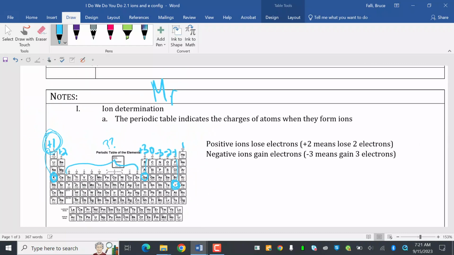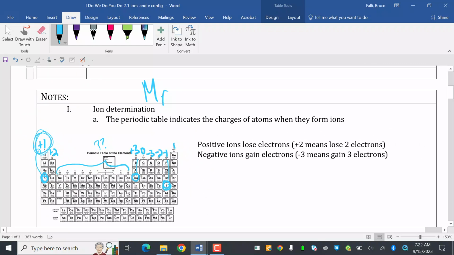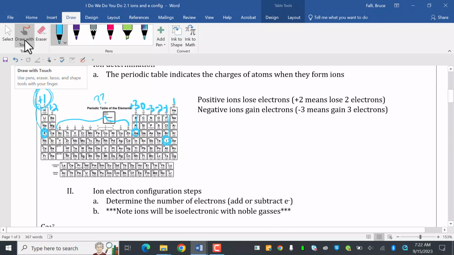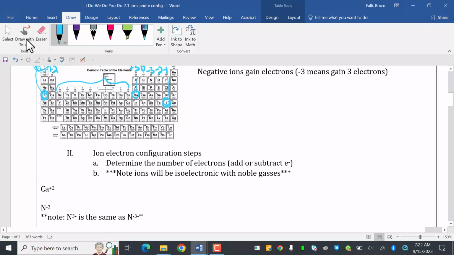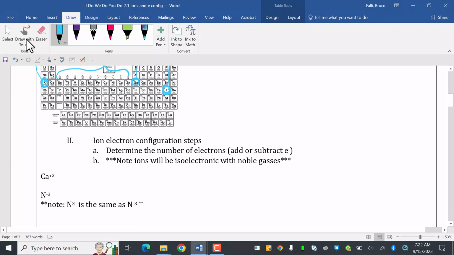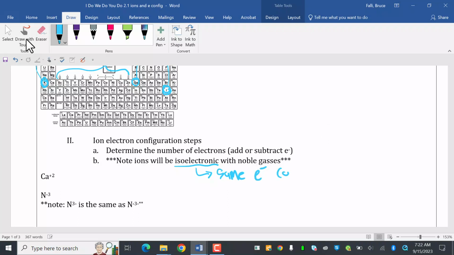The periodic table indicates the charge of the atoms when they form ions. Positive ions lose electrons. +2 means lose 2. Negative ions gain electrons. -3 means gain 3 electrons. Ion configuration steps: determine the number of electrons. You have to add or subtract it. And then what is it isoelectronic with? What isoelectronic means is same electron configuration. It will be with a noble gas for these ions.